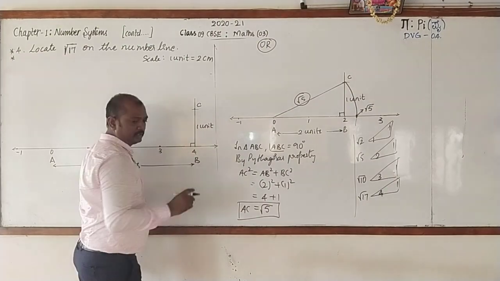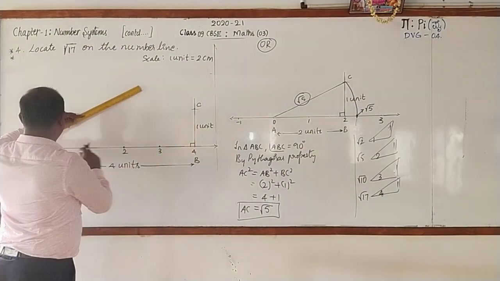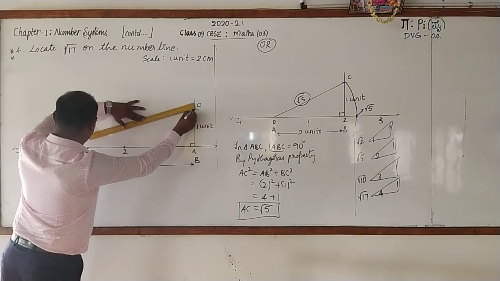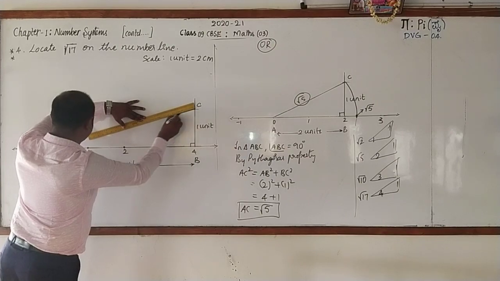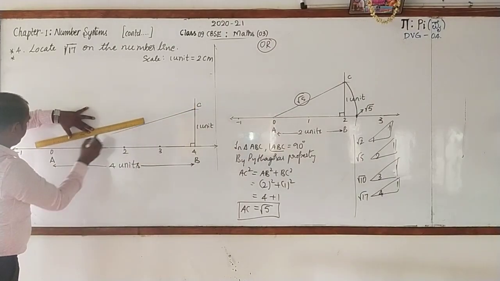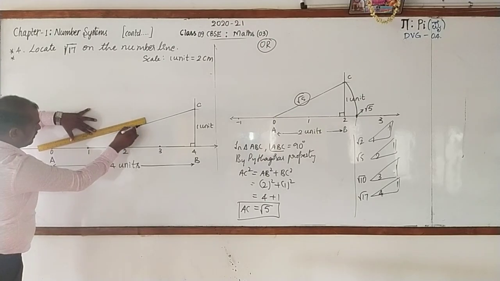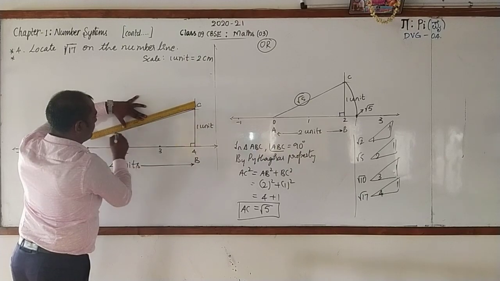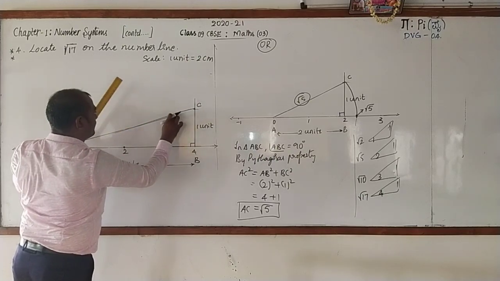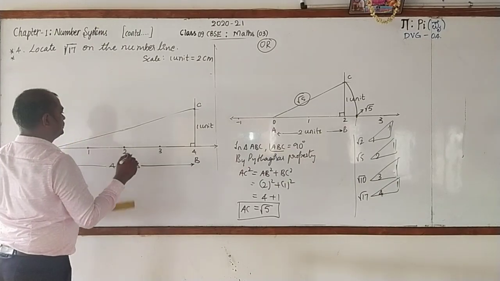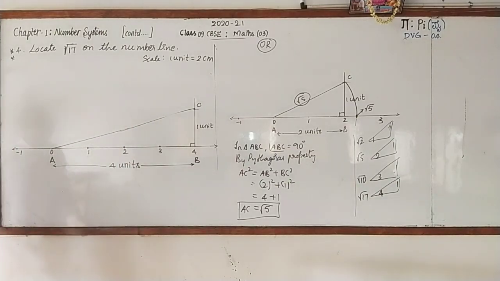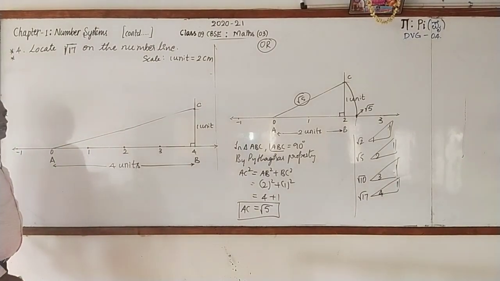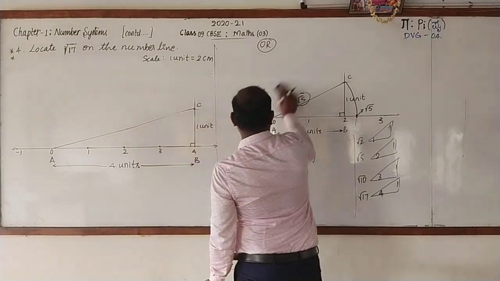This is 1 unit. Let us join AC. In that direction only I am drawing. Yes. Now AC is root 17. That can be shown with the calculation. I'll write that calculation here.